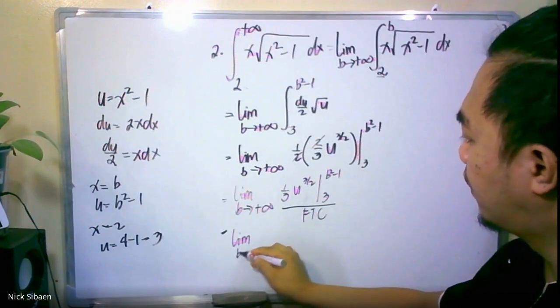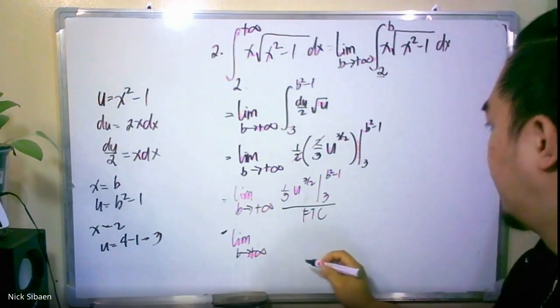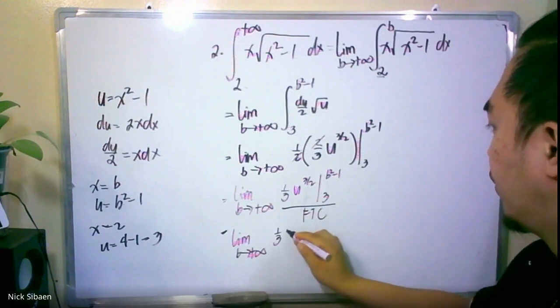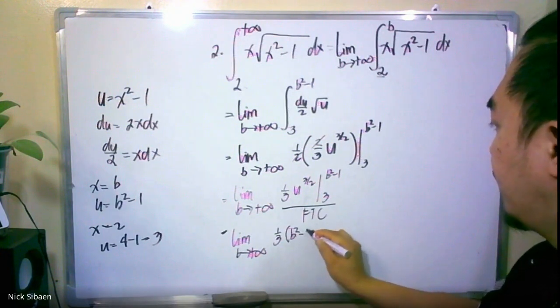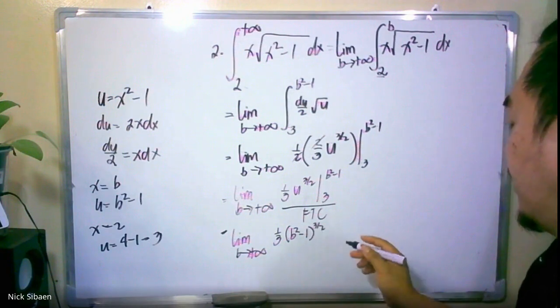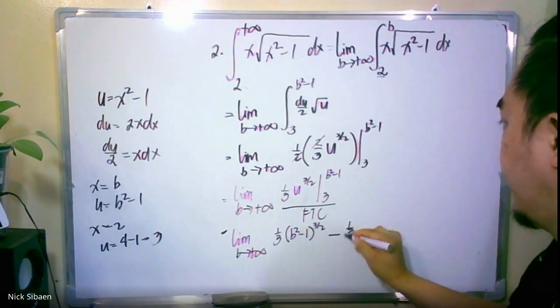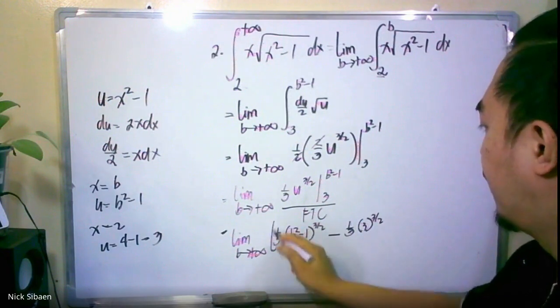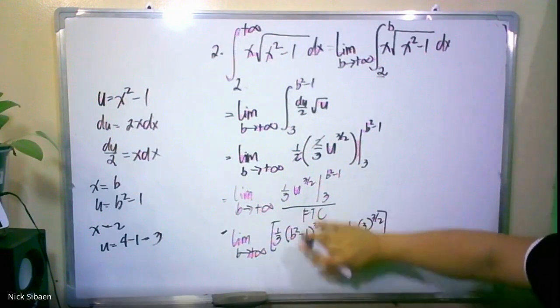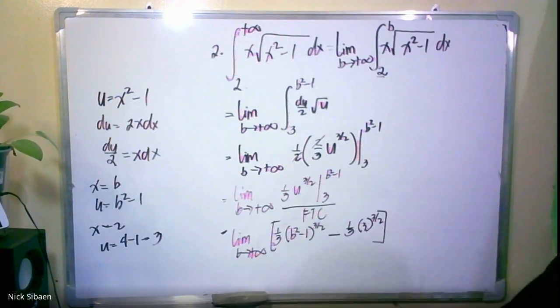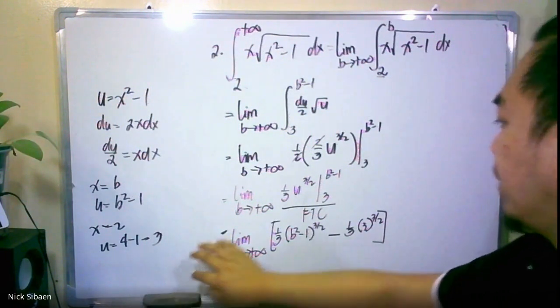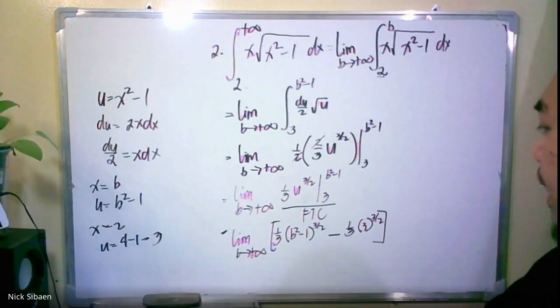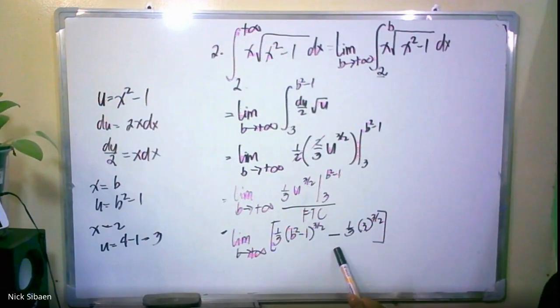Limit of 1/3 b squared minus 1 raised to 3/2 minus 1/3 times 3 raised to 3/2. So ito yung kinalabasan ng FTC by applying FTC. Now, what's next? We're going to compute for the limit. So since subtraction pa rin yan, we're going to make use of that property, the limit of a difference.